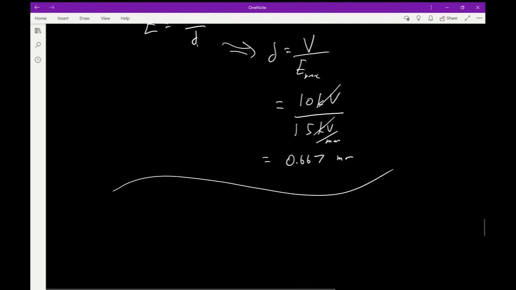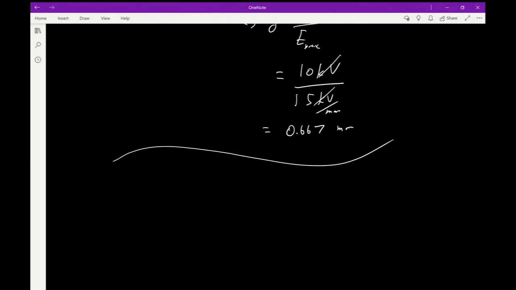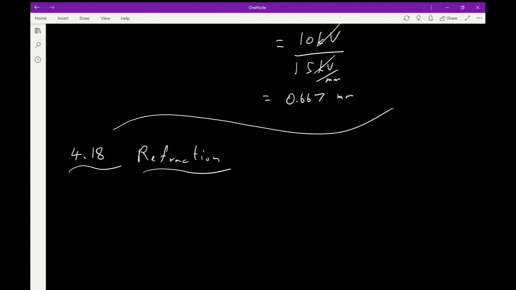Let's do now example 4.18, right? And this is an example of refraction, the topic of refraction. All right. So what does the example state? The example says that a uniform electric field intensity of magnitude 1000 volts per meter.